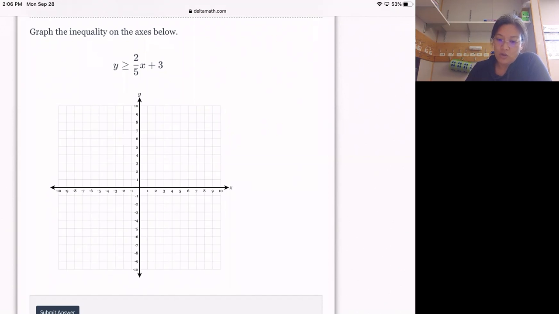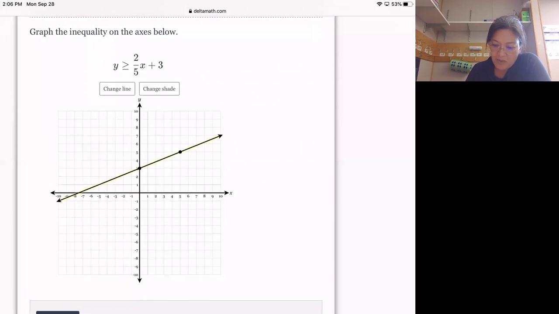So I'm going to put my dot at +3. Now, down to right 5. Now that would work if it was negative. It's not down, it's up. So I'm going to go up 2 and right 5, and I'm going to put my next dot, and it automatically forms a line for me. Now, if I look at the inequality, I need to ask myself, is it greater than or equal to or less than or equal to? This one's greater than or equal to, so it should be solid. If I change the line, it changes to dotted, back to solid, dotted, solid. We want ours to be solid.